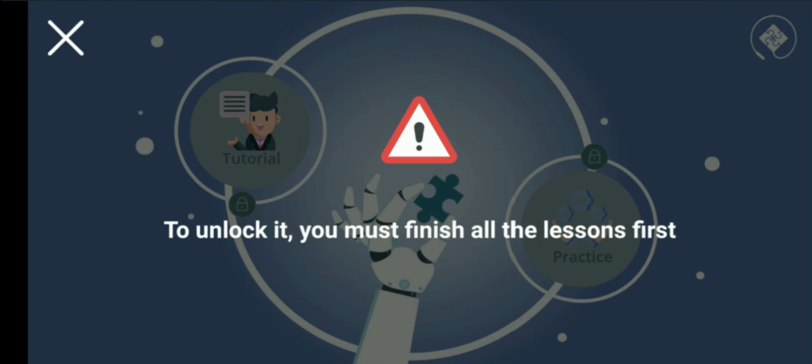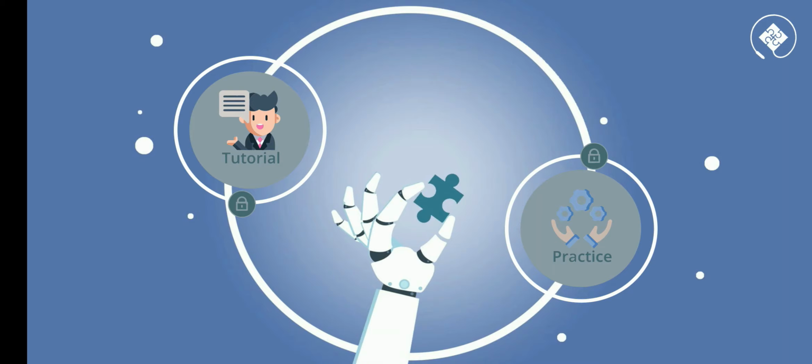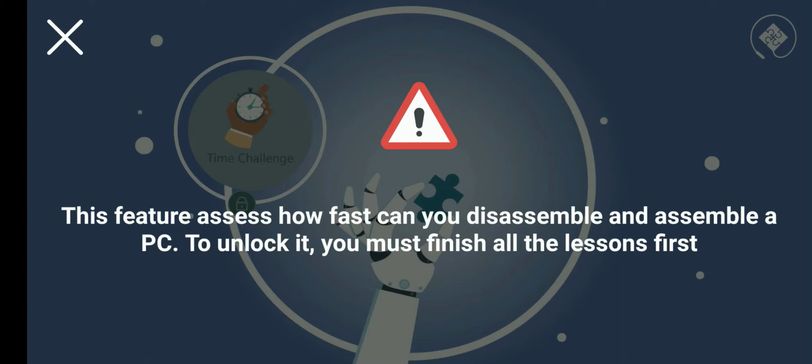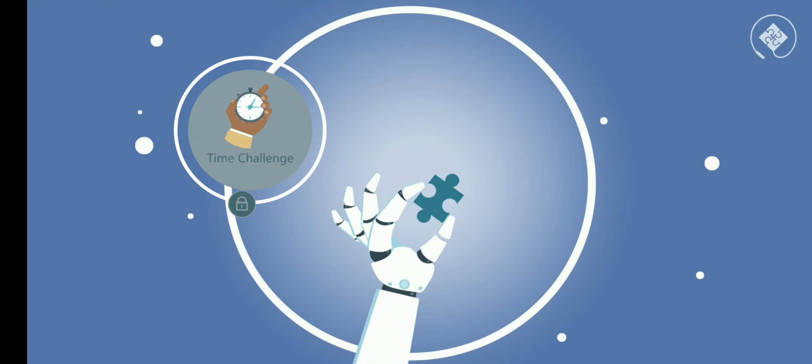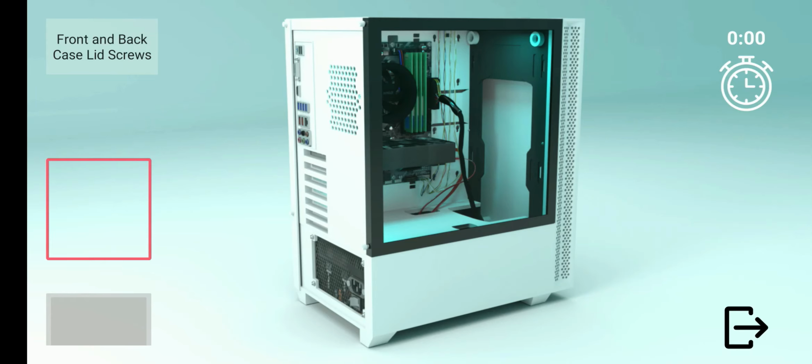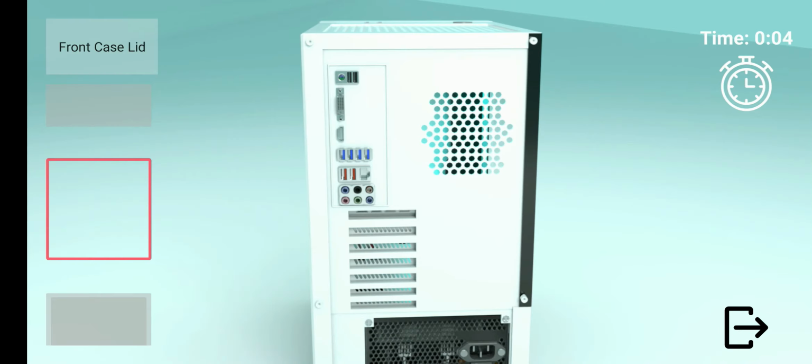When the tutorial button is gray, it means it cannot be accessed because the student needs to finish the lesson module before proceeding to the simulation. The simulation module is where the student can practice how to assemble or disassemble the parts of the system unit.